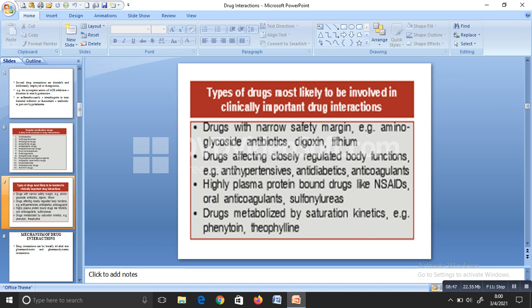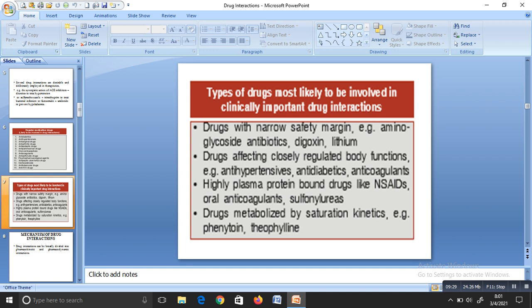So which are the drugs mostly involved in drug interaction? Drugs having a low margin of safety, those which affect the body functions, which are highly bound to plasma proteins, and which are metabolized by saturation kinetics. Okay, in this you should know what is drug interaction and what effect will be produced, in which conditions we are taking combinations of drugs, and which type of drugs will be producing clinically important drug interaction. Okay, next coming to the mechanism of drug interaction.